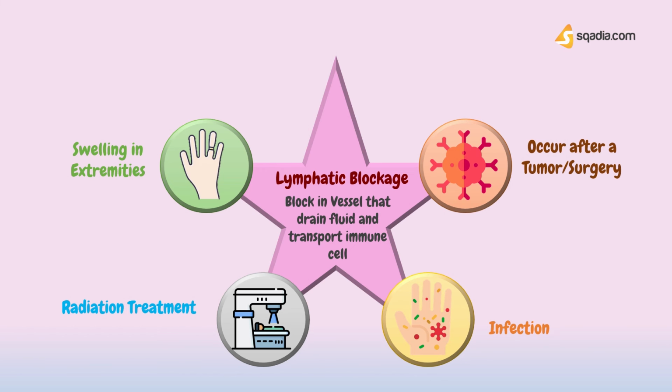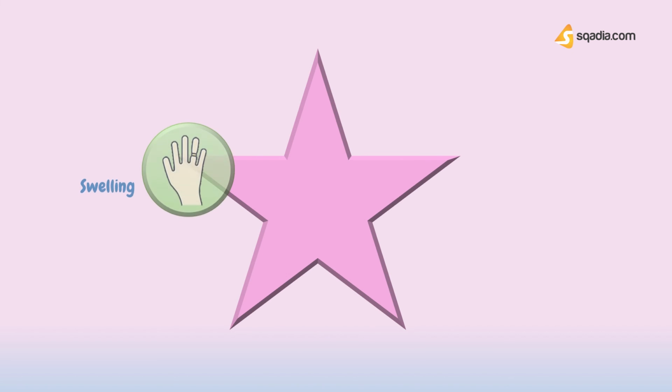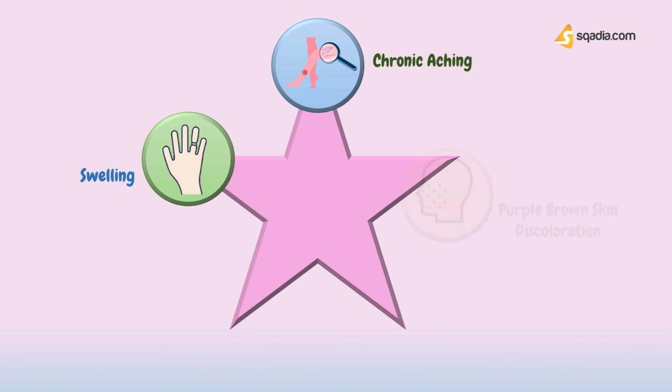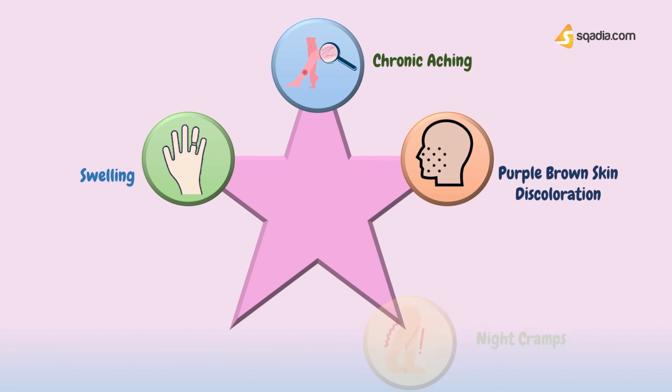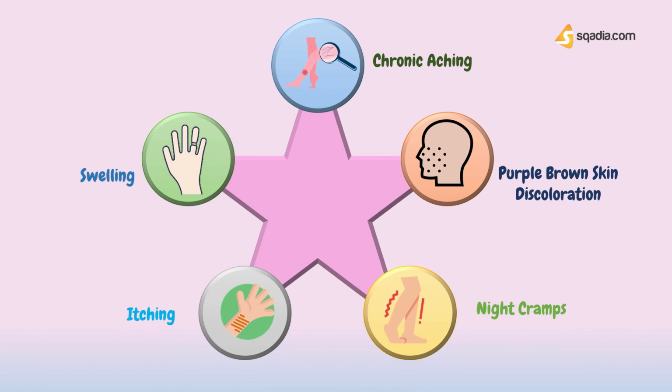Now, if the patient shows symptoms like swelling, chronic aching, purple-brown skin discoloration, night cramps, itching, then this might give you an indication that the patient has venous disease. Venous disease is a problem in the vessels, such as inflammation or blockages.